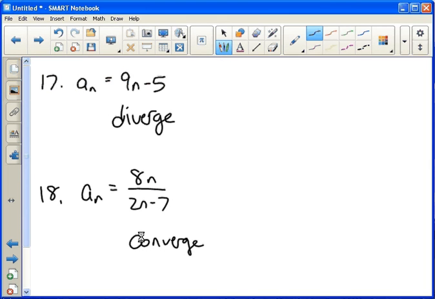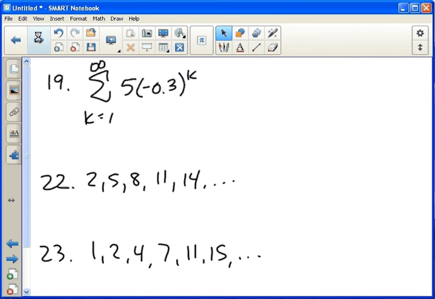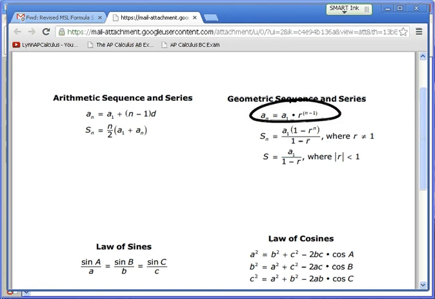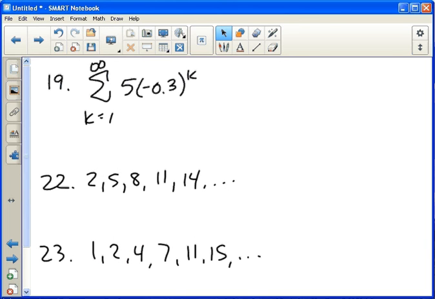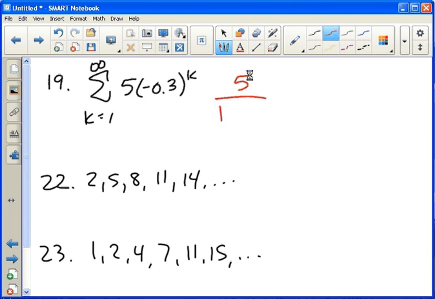Okay, 19 wants us to find the sum of the geometric series. So if you go back to your formula sheet, it is found right here. The sum is a over 1 minus r. So those are the three that I've circled here that you really need to know from the sequences on your formula sheet. So a over 1 minus r. So I take a, which is 5, and do 1 minus negative 0.3. And let's see, that should give you 50 over 13, or about 3.85.